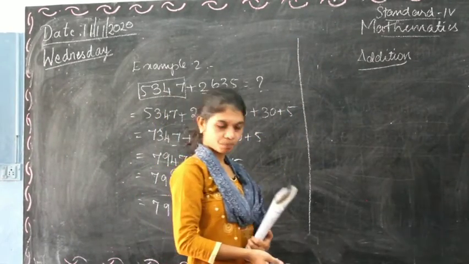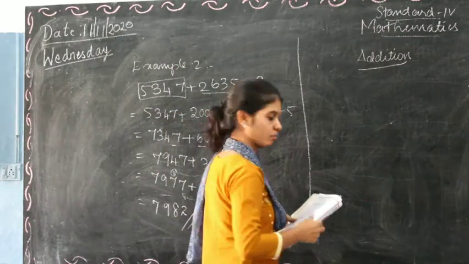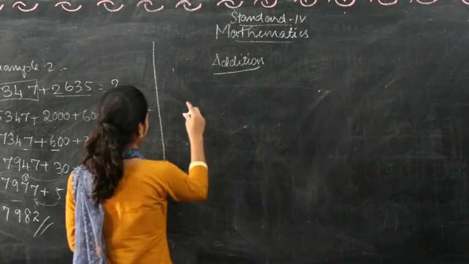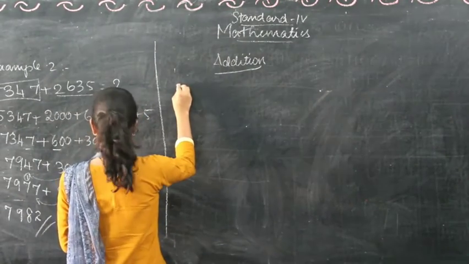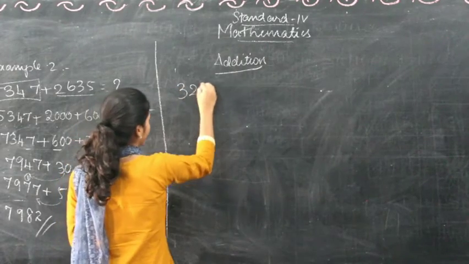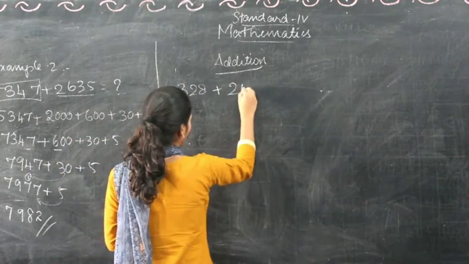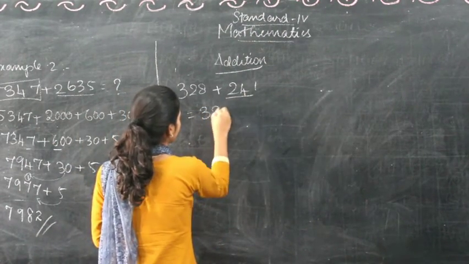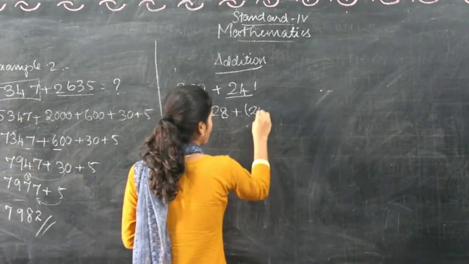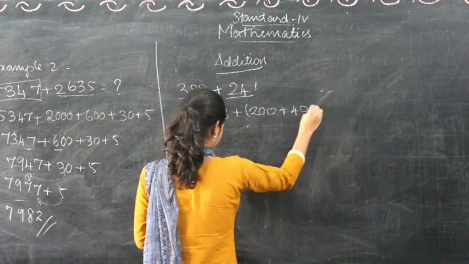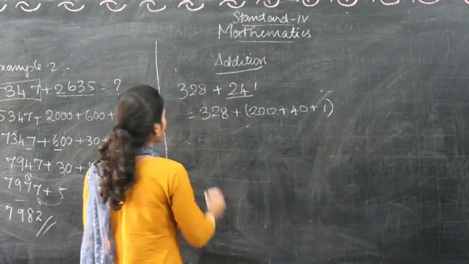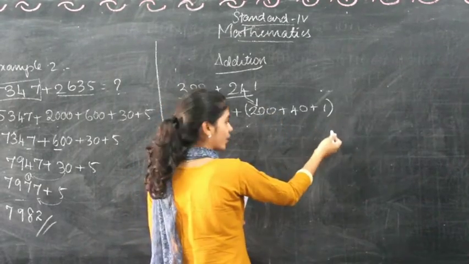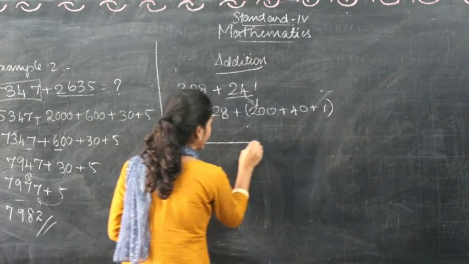Let's see what other methods we can solve this problem with. Okay, so we are going to first add 328 plus 241. We are writing the first term as such, and the second term we are splitting and writing as 200 plus 40 plus 1.